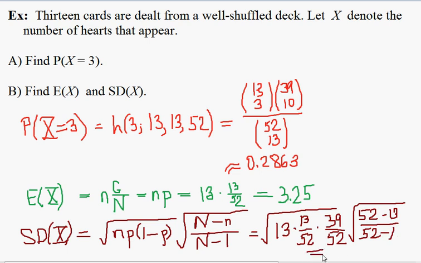And so plugging that into a calculator, we get the standard deviation, which is 1.3653, accurate to 4 decimal places. So that is the computation of the probabilities, the expected value, and the standard deviation for the hypergeometric distribution.